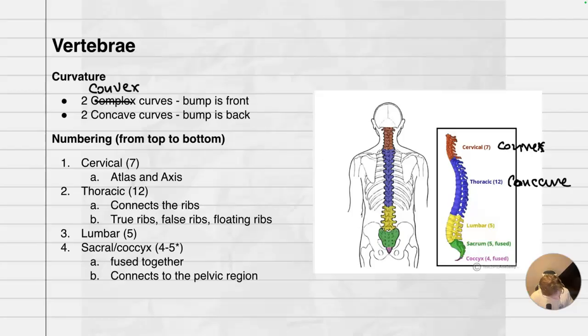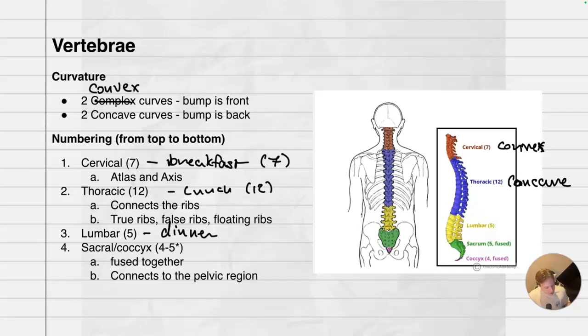So if you're cervical, it's breakfast because you have breakfast first, going from top down. So you have 7. If you're thoracic, you have that at lunch. So then you have lunch at 12. And for dinner, you obviously have dinner around 5. And then the sacral and coccyx is 4 to 5, but it's all fused together, so it's really hard to tell what you're dealing with here, but it fuses into the pelvic region and it also fuses together. So when we talk about the vertebrae, we still consider it because technically it's all repeated units, but it's connected there.